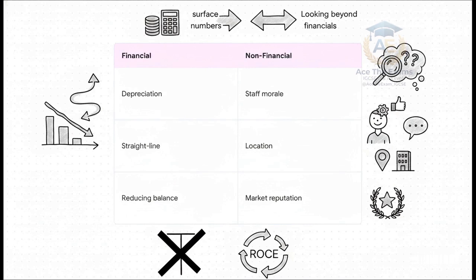Also, keep in mind that inter-firm comparison can be exceptionally tricky. Different accounting policies make it hard to compare apples to apples. One club might use straight-line depreciation, while another uses reducing balance. So you have to look beyond surface numbers and weigh non-financial factors to judge the true quality of a profit. Things like staff morale, physical location, and market reputation. These aren't captured in a T account, but they are absolutely vital for evaluating the club's long-term sustainability.